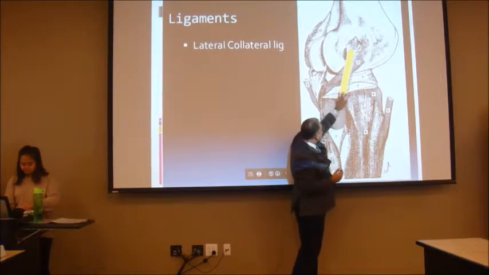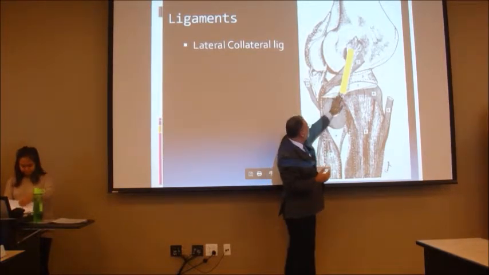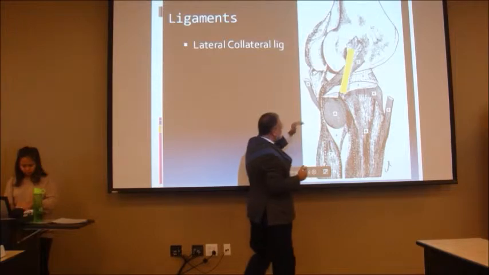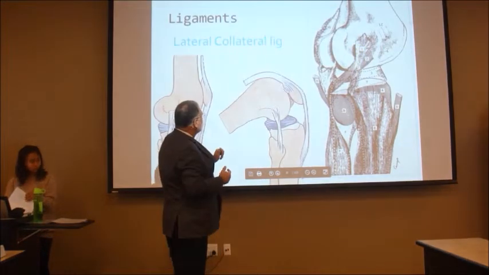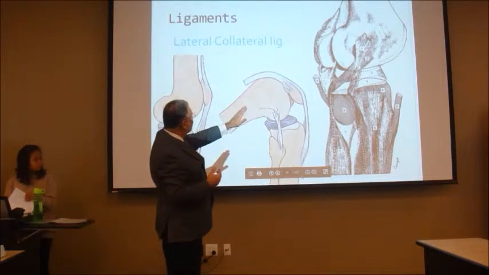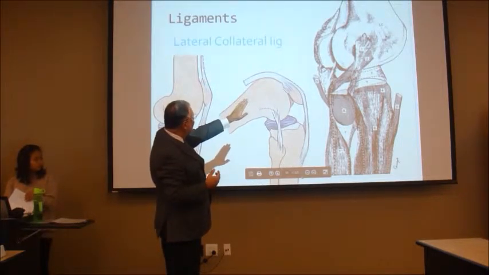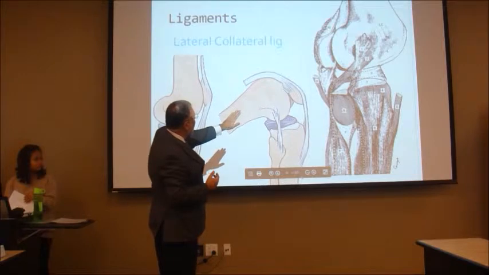The lateral collateral ligament, talking about specific structures, comes from the lateral femoral condyle directly over to the fibular head. Some fibers may also reach part of the tibia anteriorly. As you can see here, some other fibers behind it cross posteriorly.